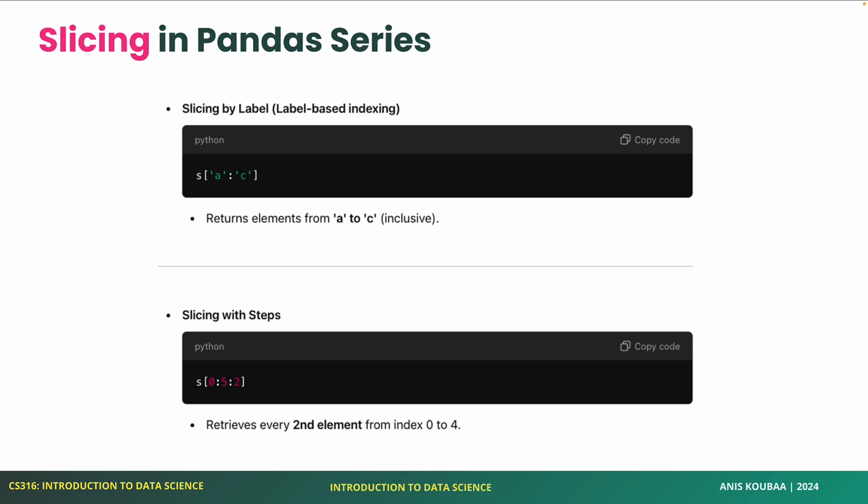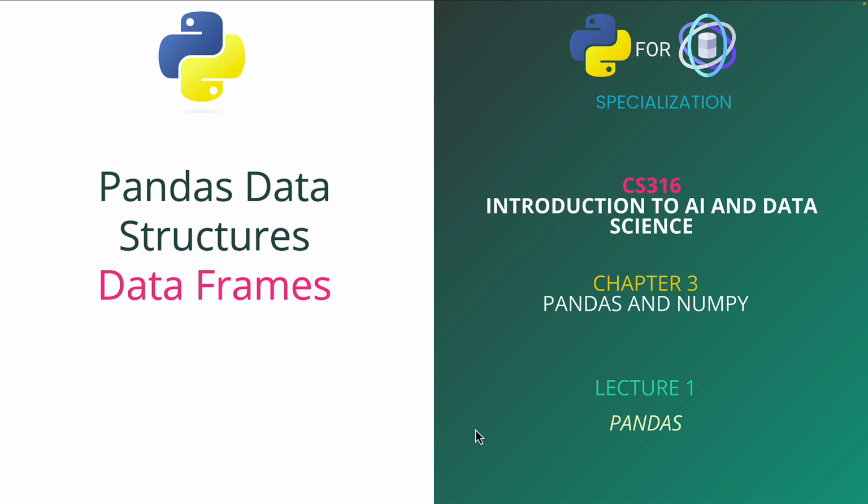And slicing with steps. Here we slice from 0 and retrieve every second element. When you specify another number, this means the step, how many elements you jump. So between 0 and 5, retrieve every second element from index 0 to 5. It will return 0, 2, and 4. So this is for series.